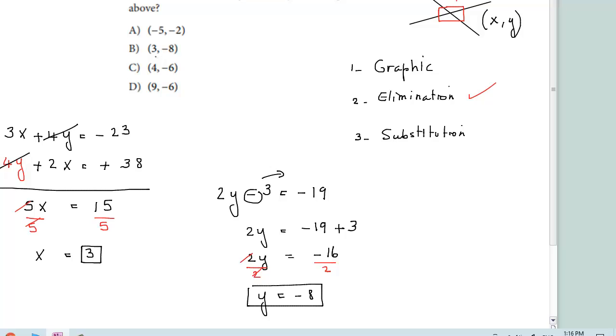So now I can check which one has x equals 3 and y equals negative 8. It's answer B. So answer B is the correct answer.